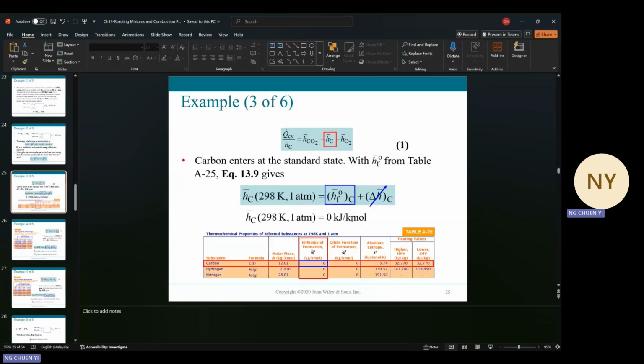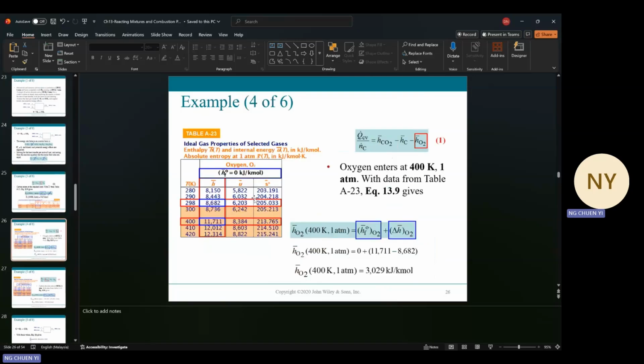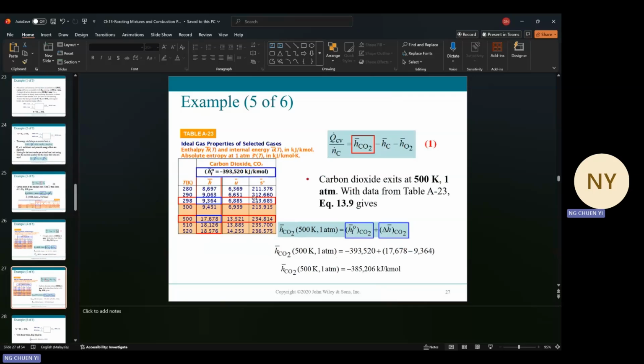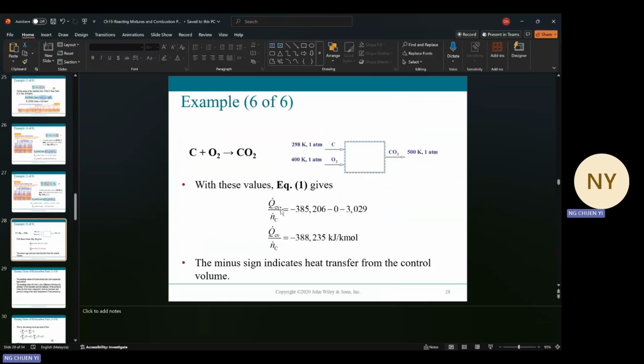And then we proceed, and we finally get this equation, where we want to find the h for CO2, C, and O2. So we substitute the values for 298 K, 400 K, and also 500 K. After we got all these values, we can substitute into equation 1 and get this answer. So this is the final answer we get, which is minus 388,235 kilojoule per kilomole. The minus sign indicates the heat transfer is from the control volume.